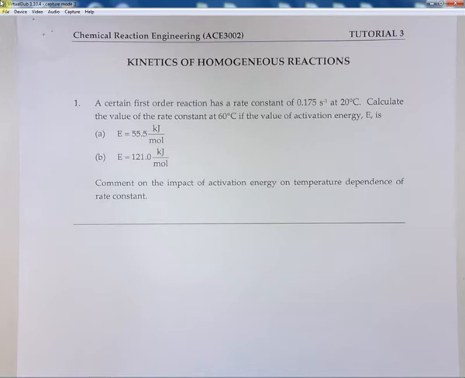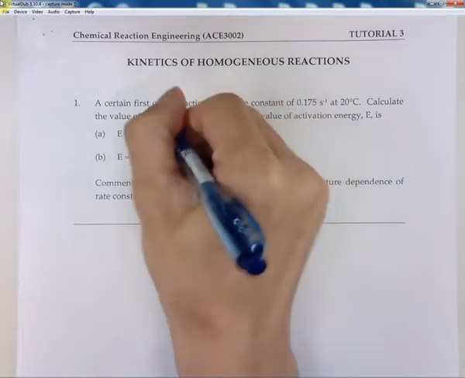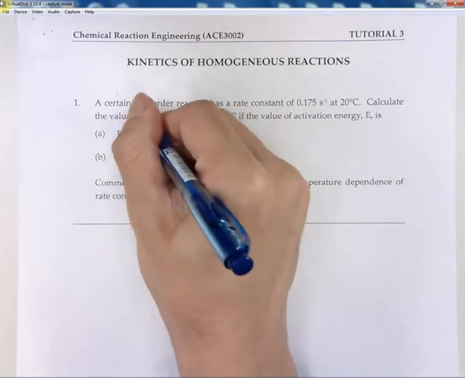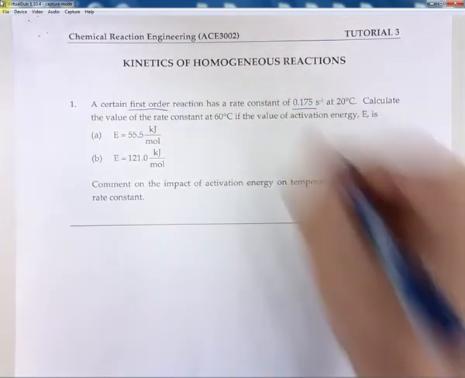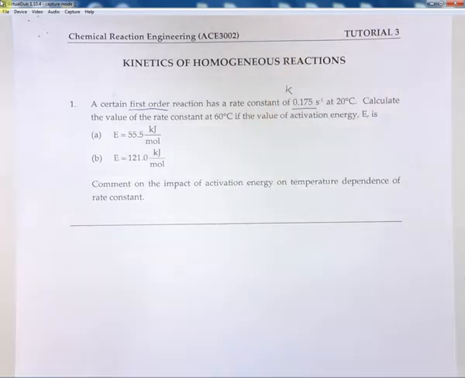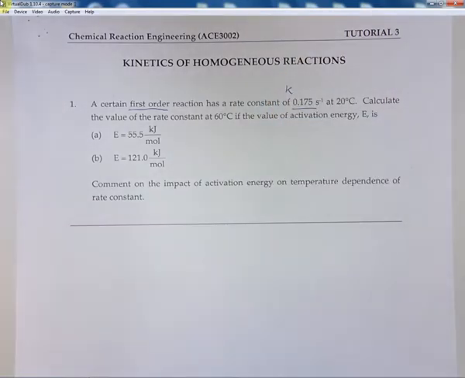A certain first order reaction has a rate constant of 0.175 per second at 20 degrees Celsius. So this is a first order reaction, and this is the rate constant K at 20 degrees Celsius. Calculate the value of the rate constant at 60 degrees Celsius if the value of activation energy E is 55.5 kilojoule per mole and 121 kilojoule per mole. Comment on the impact of activation energy on the temperature dependence of the rate constant.